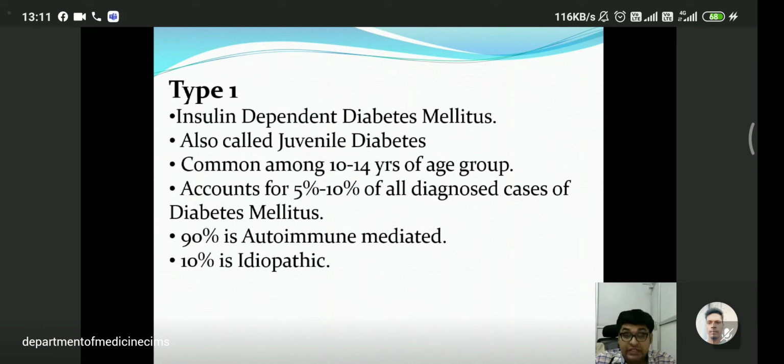The age of presentation: these are quite young patients of the age group 10 to 14 years. These young children are diabetic, and this is mainly due to autoimmune causes in 90%. Okay, and 10% is idiopathic. Out of total diabetes patients, they contribute only 5 to 10%. Okay. Any doubt till now?